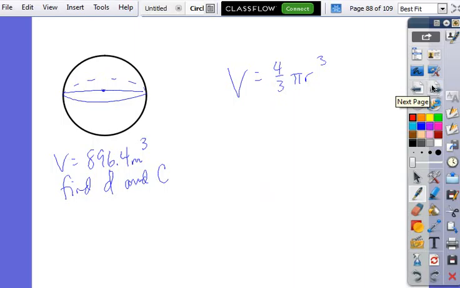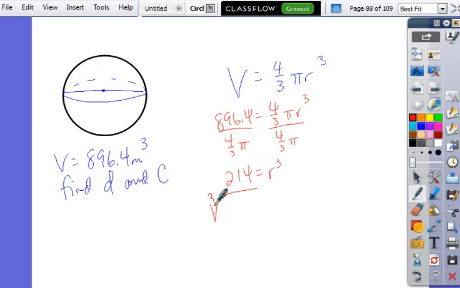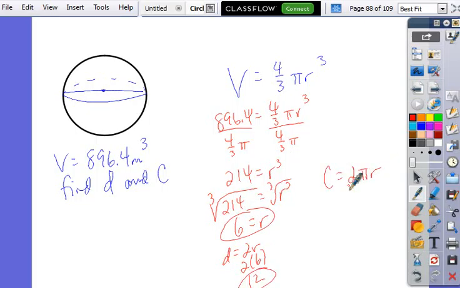This one says, here's the volume, find the diameter and the circumference. Well, I've still got to find the radius like I just did on the previous slide. I'm going to divide by 4/3 pi. What is that number? 214. So I get 214 equals r to the third. Do the math 4 button. Basically get 6, it's like 5.98. So when you round it up to 6. So there's my radius. I know that diameter is 2 times radius. So diameter is 12. So there's 1 part, 2 parts. Circumference is 2 pi r. 2 pi 6. 37.7.